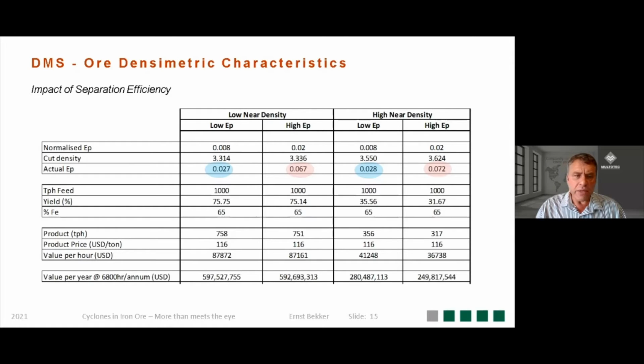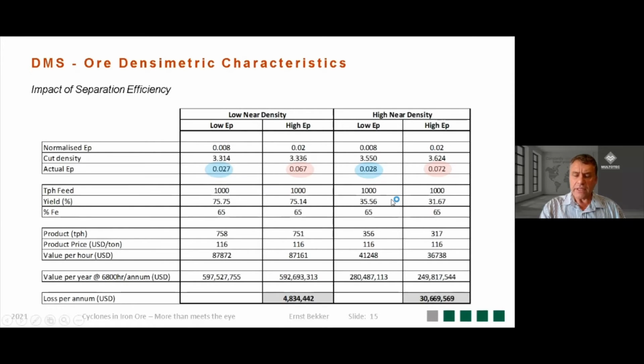I will show you later in the presentation how easy it is to get to these values and often exceed it as well. Treating 1,000 tons an hour at 65% Fe was the aim. You will see that the yields are different because it's different ore bodies, but the difference in treating low near density material versus high near density material, the difference in poor and good separation efficiency can be seen on the last line.